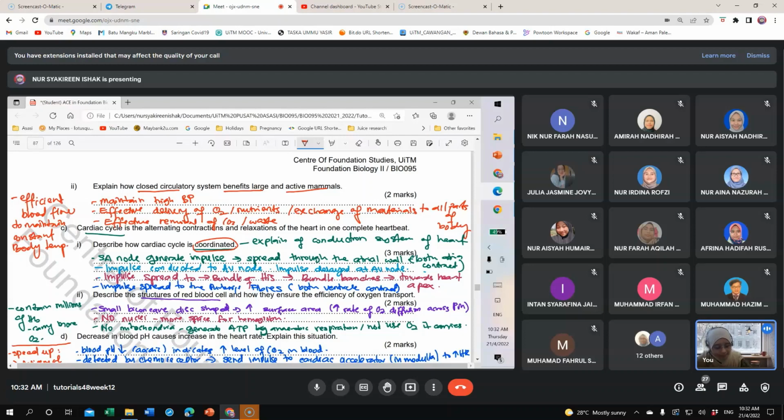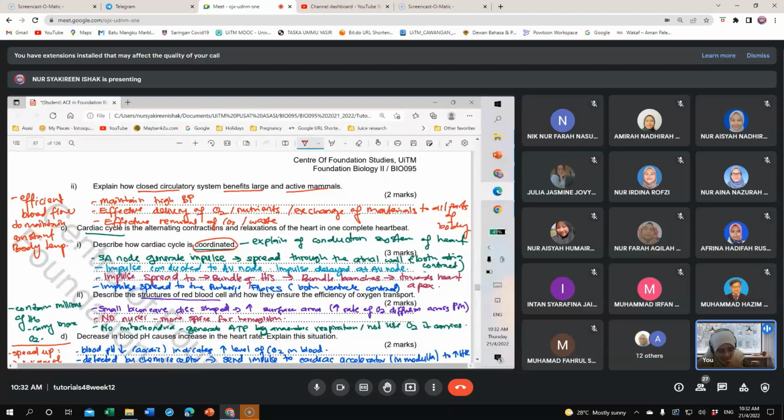Then from the AV node to the bundle of His, then the bundle branches, towards the apex of the heart, and then up and spread through the Purkinje fibers, causing both ventricles to contract. So that is how the cardiac cycle is coordinated.